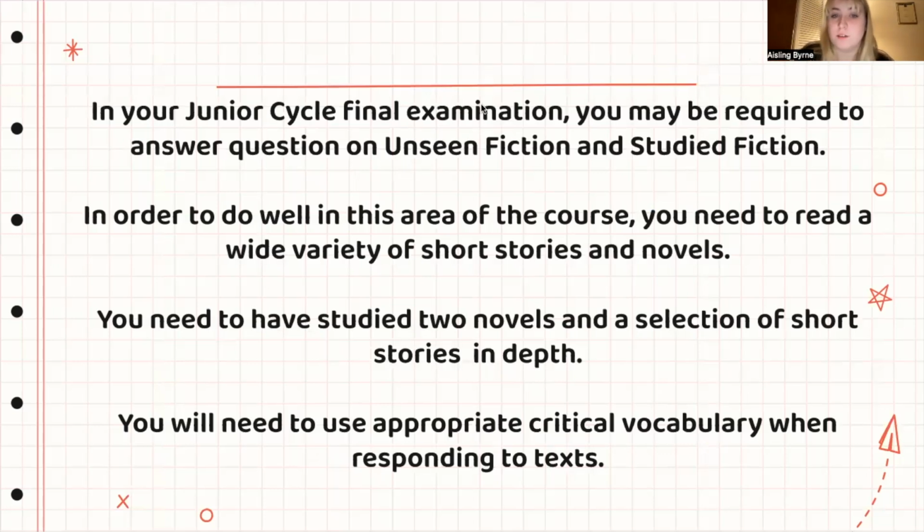So in your junior cycle final examination, the one you'll be sitting in June, you might be asked to answer questions on unseen fiction and studied fiction. Our unseen fiction is like an extract that will come up on the paper that we've never seen before, and you have to answer questions on it. And our studied one is a question that will be asked on something we've studied during our junior cycle.